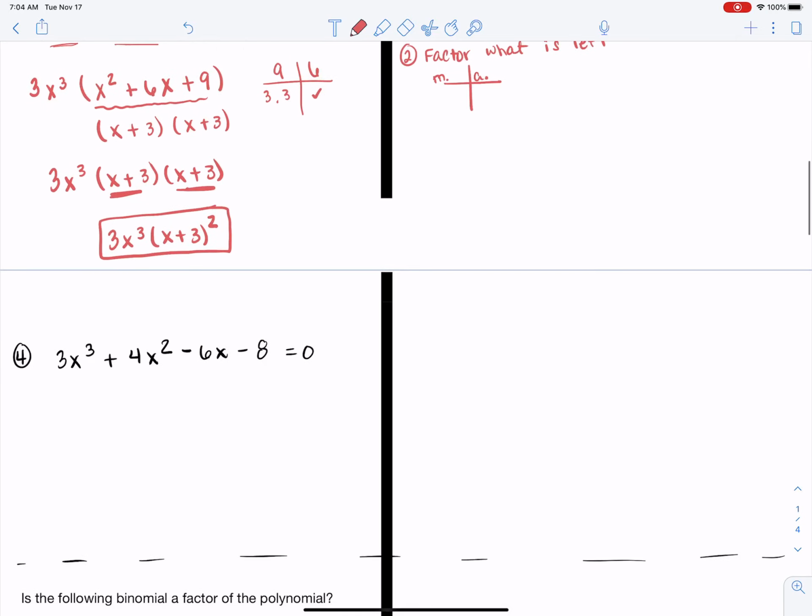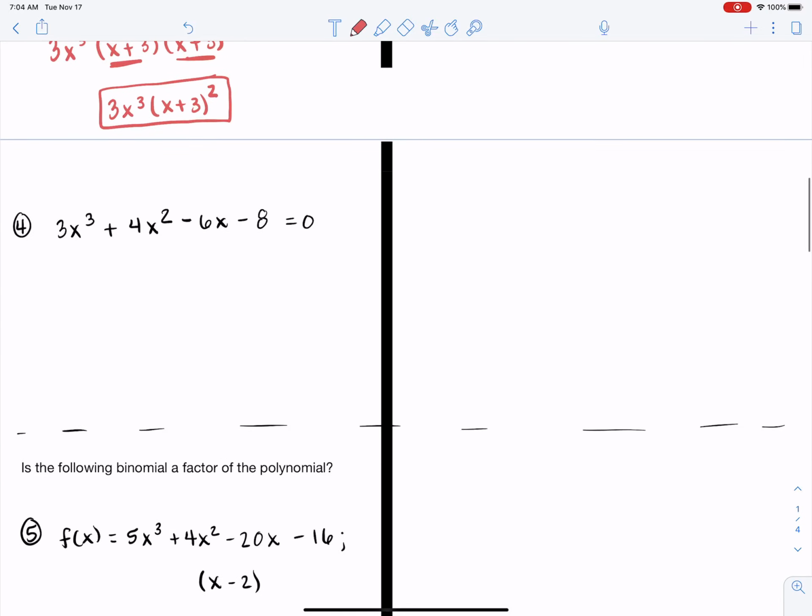Number 4. Number 4 can be used with factor by grouping. I would pause the video, try number 4, and then turn it back on. All right, so let's see. So first, is there a GCD I can take out? No. There is nothing that these have in common. 3, 4, 6, and 8 don't share anything, and they don't all have an x.